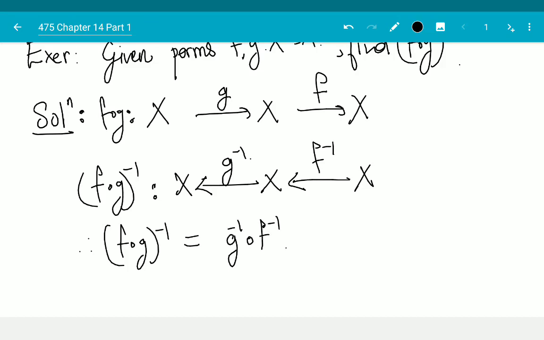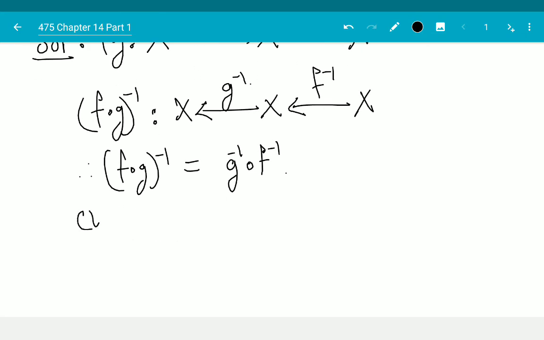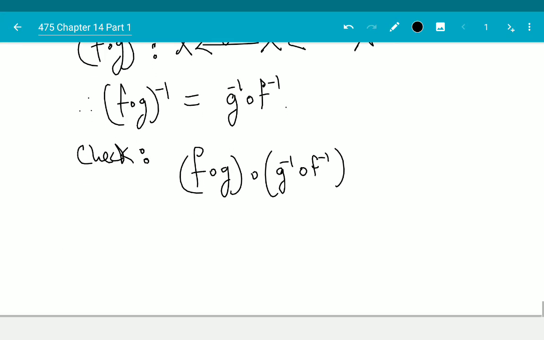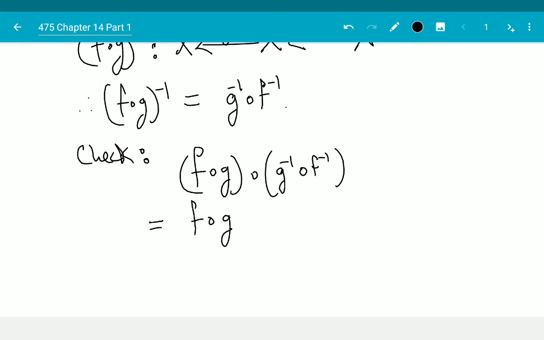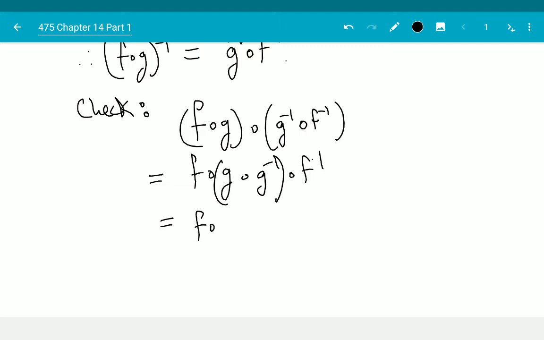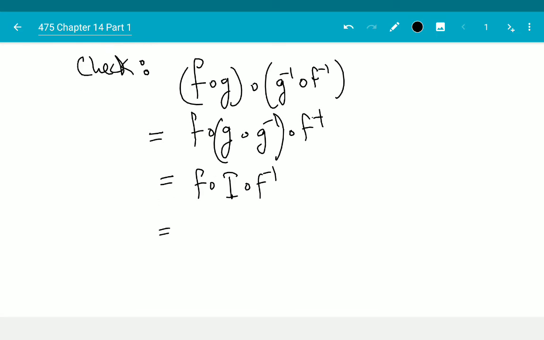Okay, check. Let us compose the two. F o g composed g inverse o f inverse. Well, I know that this is just equal to f o g o g inverse o f inverse. Well, that is equal to f o I o f inverse, which is equal to f o f inverse, which is equal to I. Right? And therefore, I get this.